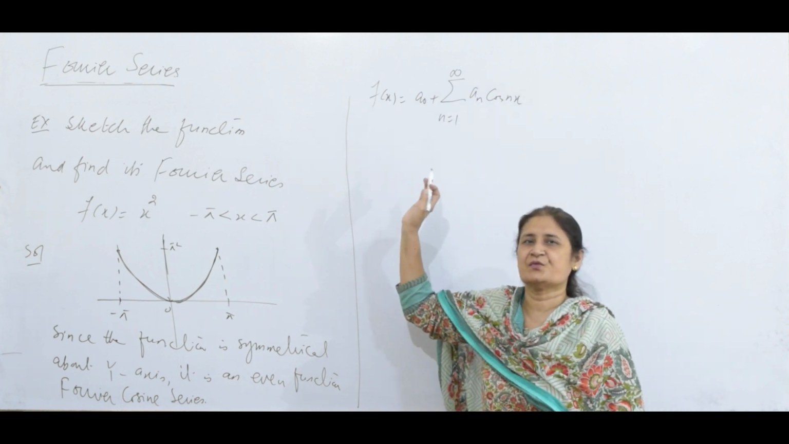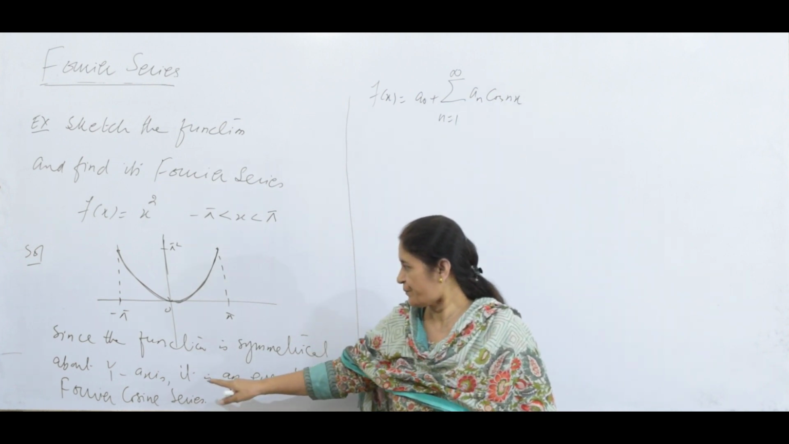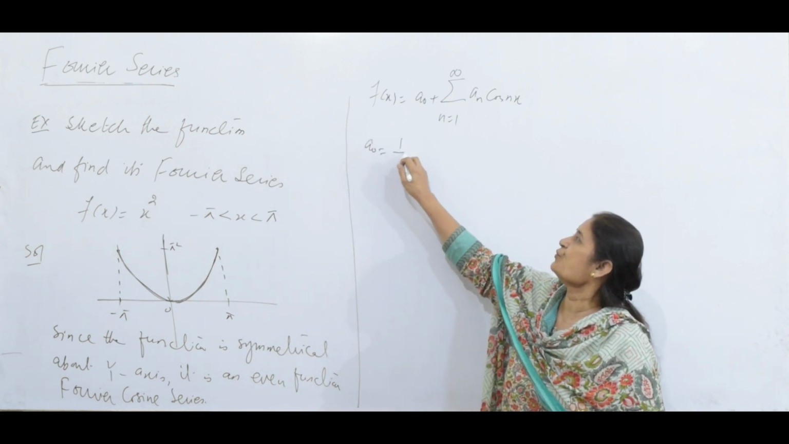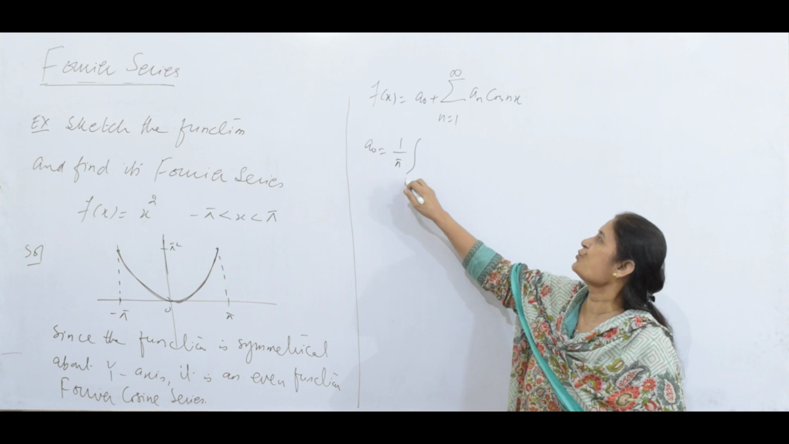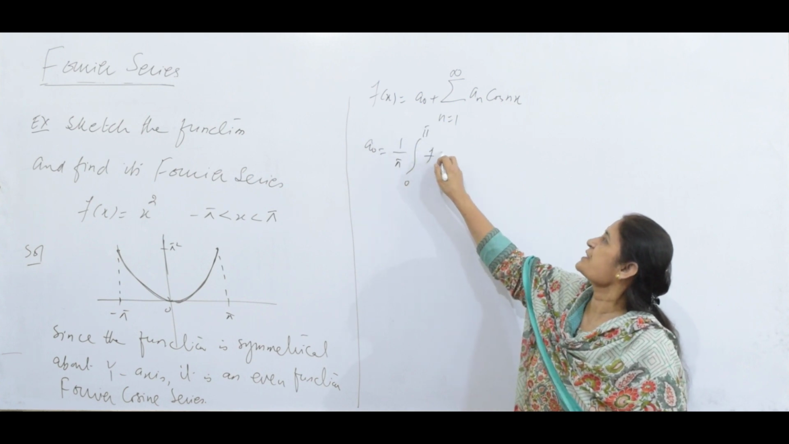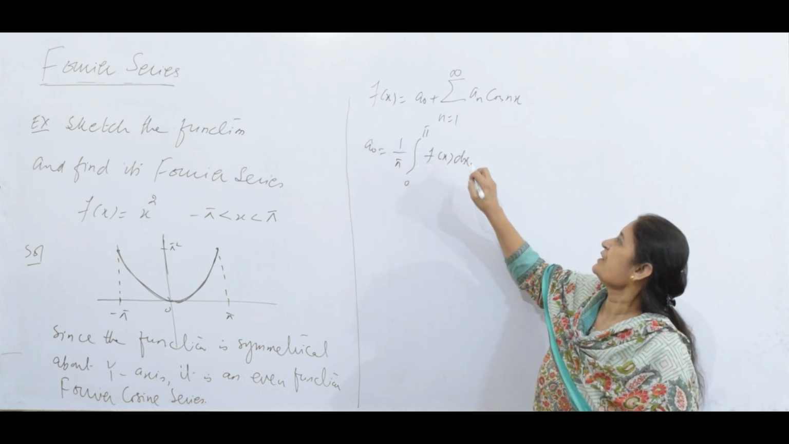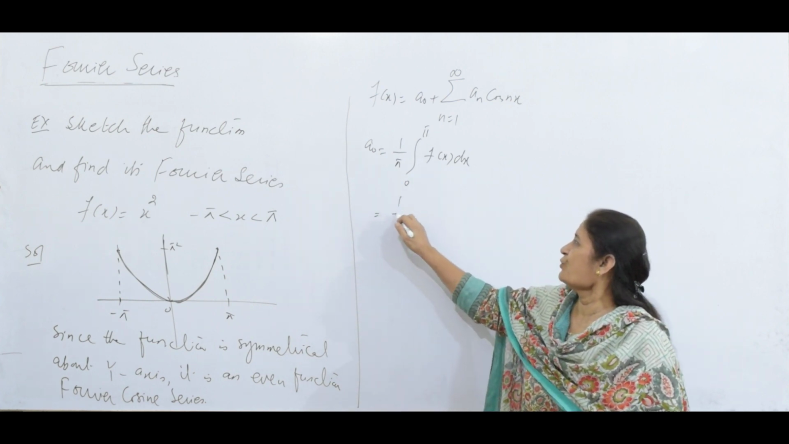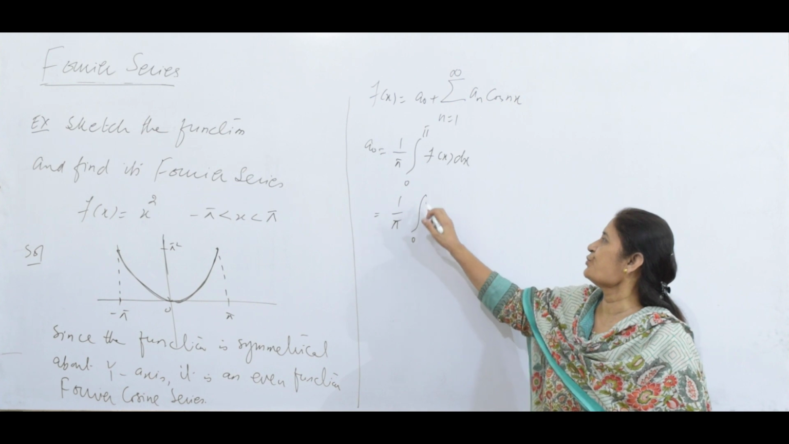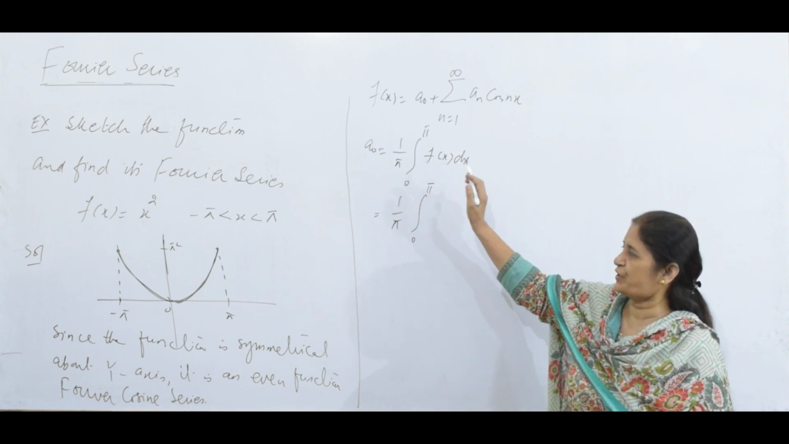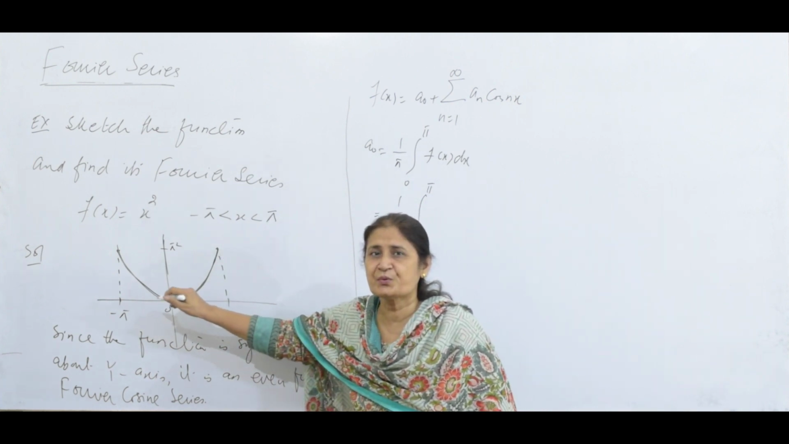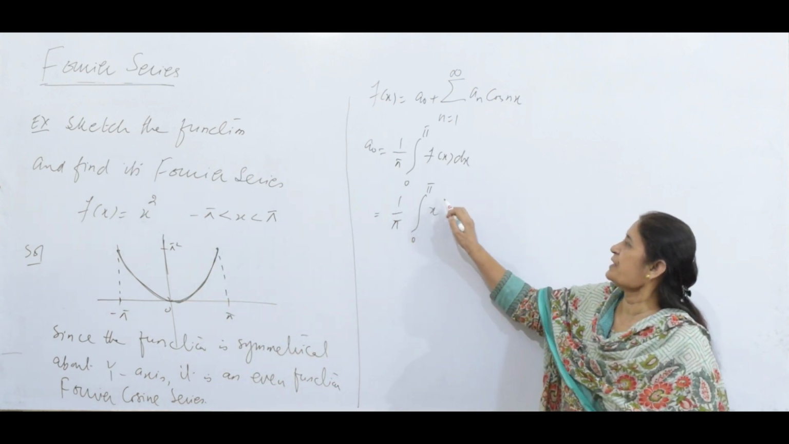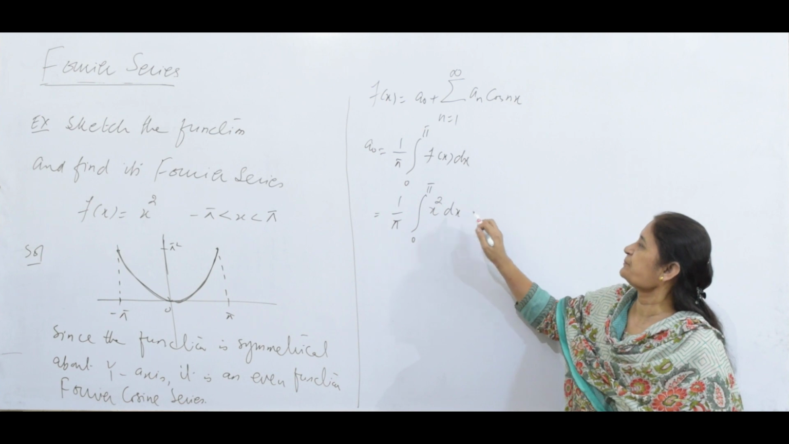This is the series we were finding for an even function, where a naught is equal to 1 over pi, 0 to pi f of x dx. This is a naught we are going to find. 1 over pi as it is 0 to pi. Now 0 to pi, since the function is continuous, it is x square. So let me write x square dx.